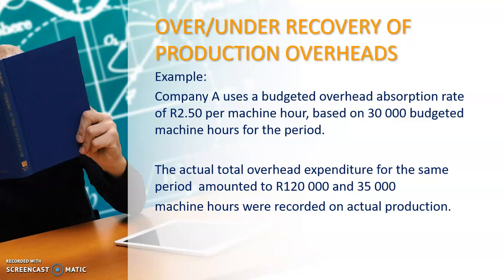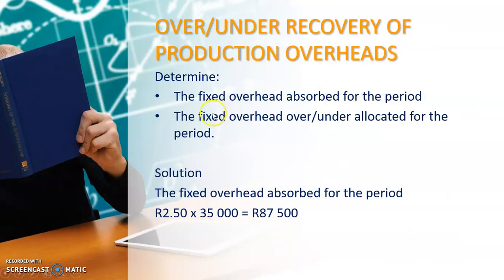So we said Company A uses a budgeted overhead absorption rate of 250 per machine hour based on 30,000 budgeted machine hours for the period. So we've got our budgeted overhead recovery rate and our budgeted machine hours. The actual overhead expenditure for the same period amounted to 120,000, so that's our actual overheads, and 35,000 is our actual machine hours. Determine the fixed overhead absorbed for the period and the fixed overhead over- or under-allocated for the period. The fixed overhead absorbed for the period is straightforward, very easy to calculate.